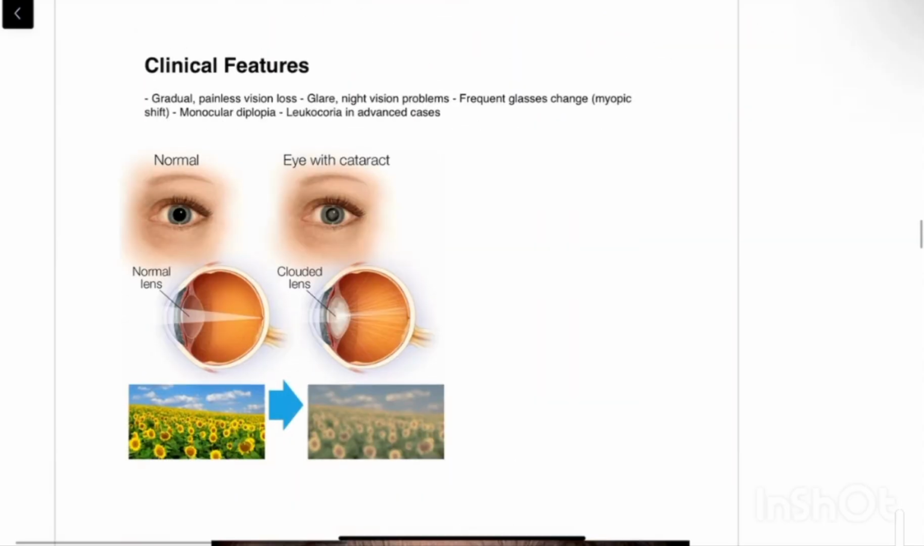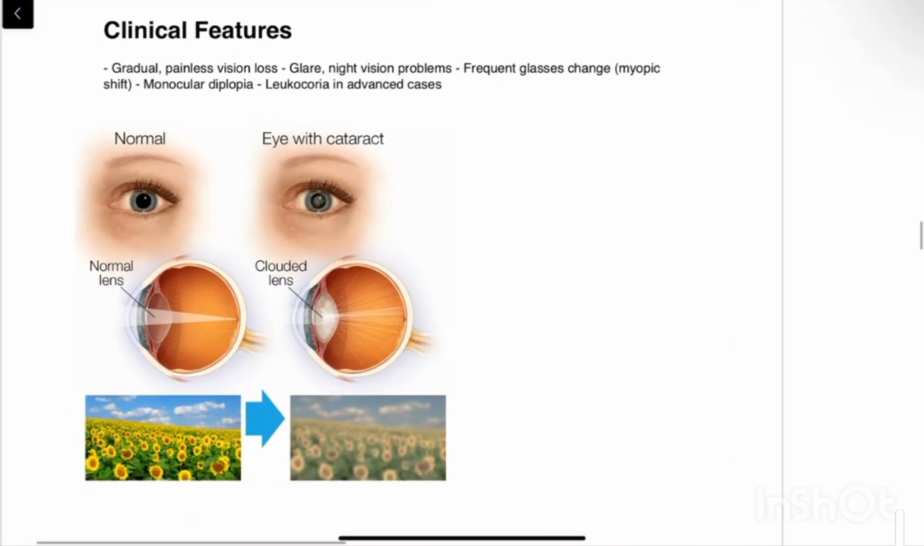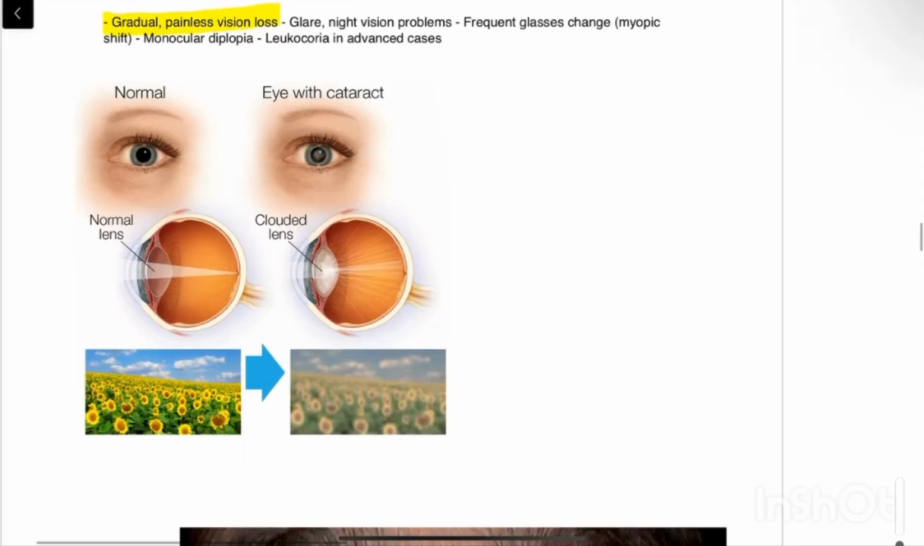This is the etiopathogenesis. Now coming to clinical features, how will the patient come to us if the patient has cataract? This is a gradual painless vision loss. It won't happen in one day unless it is due to trauma or something. Even for trauma, it will take time. Once the lens is damaged and the body starts repairing mechanisms, it will heal by formation of cataract. So it is a gradual painless loss of vision, and usually there will be glare and night vision problems.